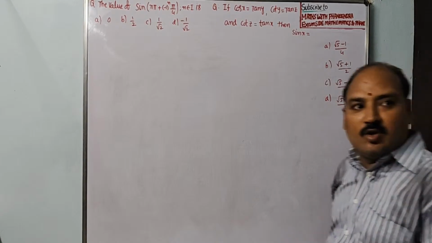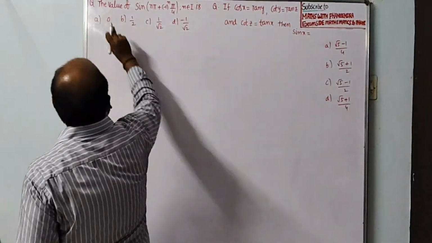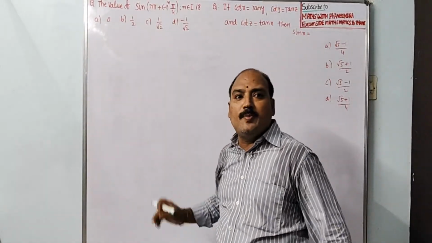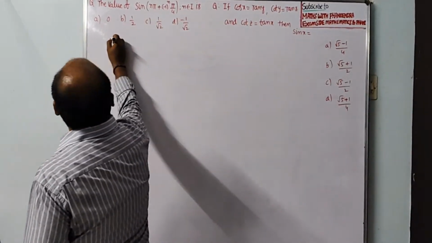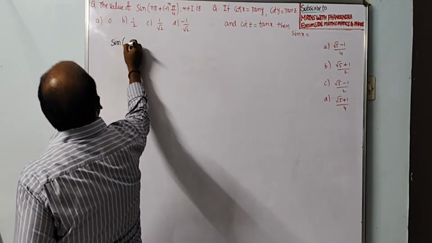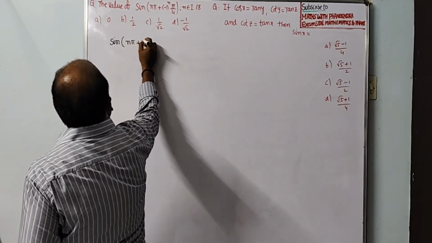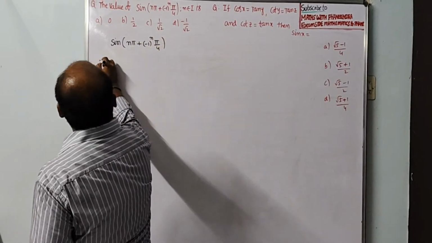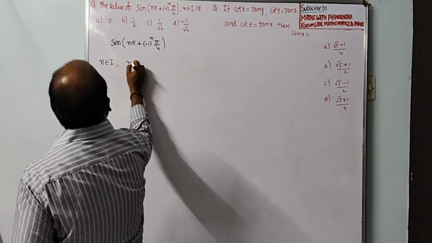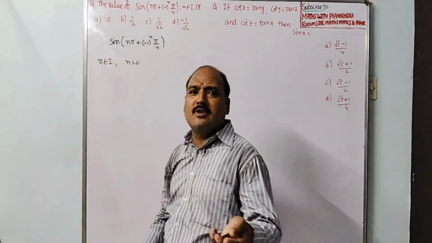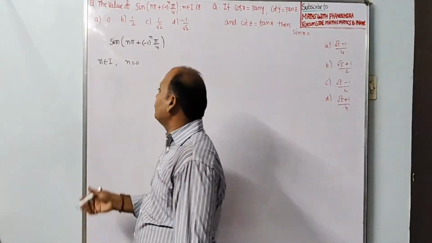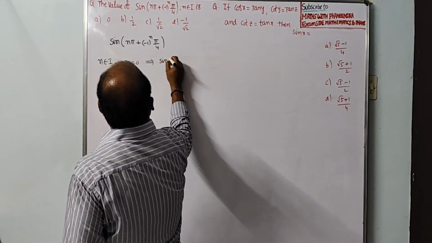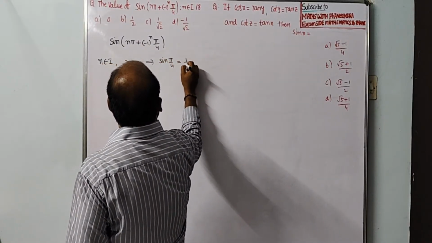The value of sine n pi plus minus 1 whole power n into pi by 4. Here, by general solution of trigonometry sine function, it is n pi plus minus 1 whole power n into pi by 4. N belongs to I, it is given now. So first n is equal to 0, substitute. Even negative numbers also can substitute. N is equal to 0, if you substitute, it will become sine pi by 4, 1 by root 2.